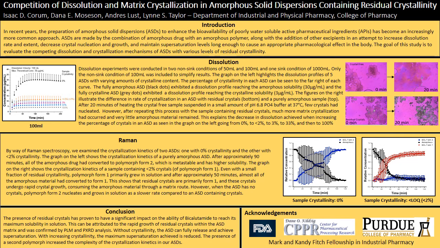Without crystallinity, the ASD can fully release and reach saturation. With increasing crystallinity, the maximum supersaturation achieved is reduced. The presence of a second polymorph increases the complexity of the crystallization kinetics in RASDs.